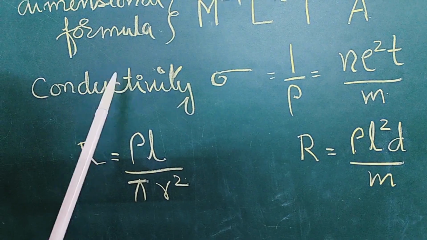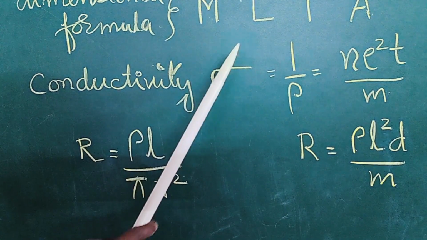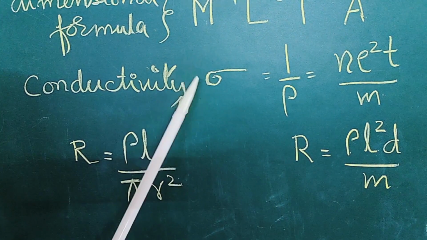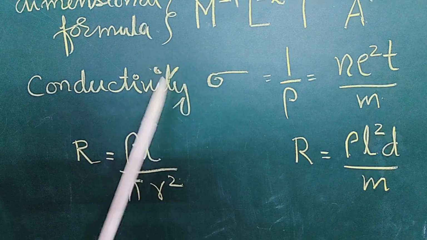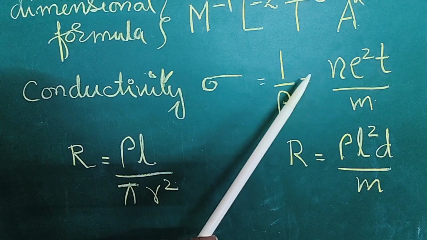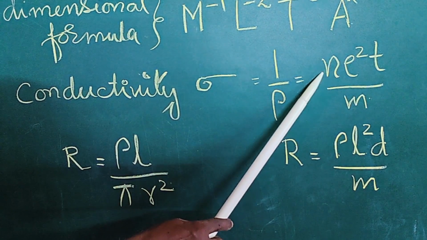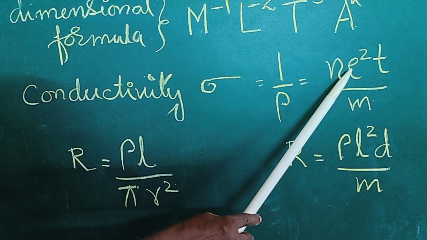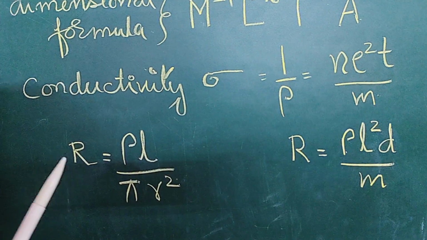Now, how to calculate the conductivity? By using the reciprocal of the resistivity, we can calculate the conductivity. It is denoted by the letter sigma. Sigma is equal to 1 by rho or equal to n e square tau by m. Here n means number of electrons, e the charge of the electron, tau the relaxation time and m the mass of the charge carrier.